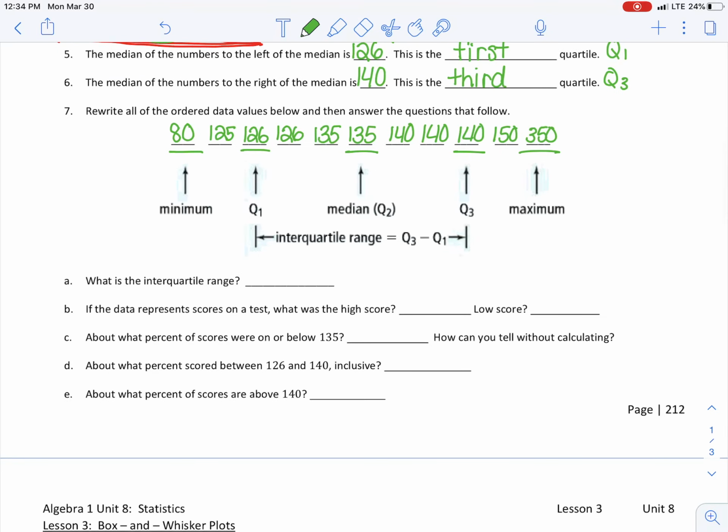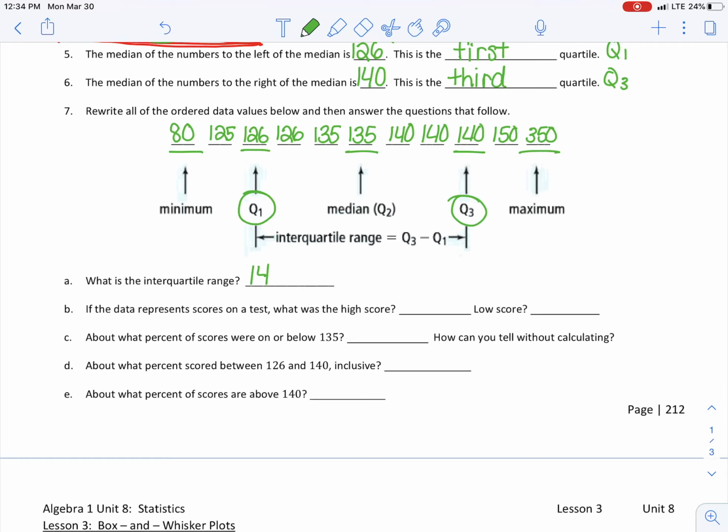Okay, so now that we've rewritten everything, it says, what is the interquartile range? So earlier we talked about interquartile range being Q3 minus Q1. So we're taking our Q3 value and subtracting Q1. So we're taking 140 and subtracting 126, which leaves us with an interquartile range of 14.